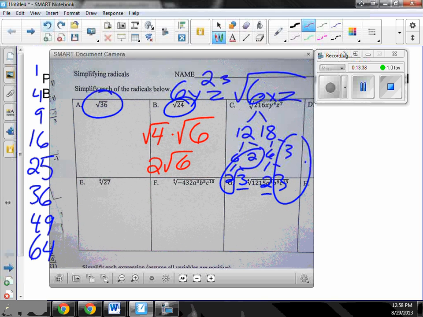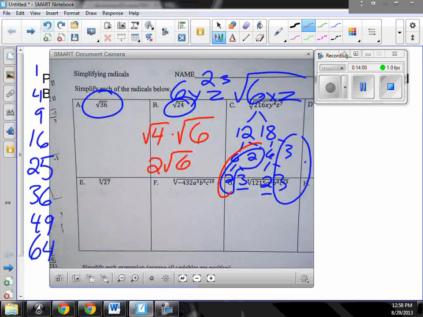So let's look at 216. Do any of these numbers show up in 216? 4 does, and look at the factors. It's really easy to tell. Which factors did we remove? We removed a set of 2's, and we removed a set of 3's. So which perfect squares show up in 216? 4 and 9, and 4 times 9 would be 36. And notice 36 is also in the list.